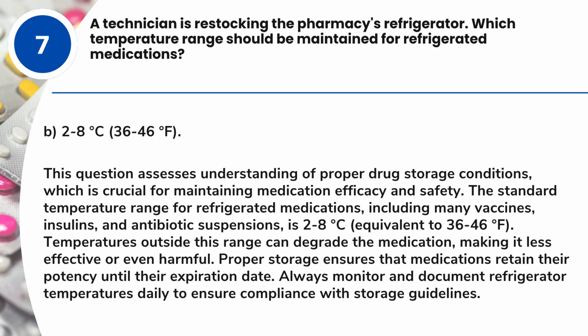Answer: B. 2 to 8 degrees Celsius, 36 to 46 degrees Fahrenheit. This question assesses understanding of proper drug storage conditions, which is crucial for maintaining medication efficacy and safety. The standard temperature range for refrigerated medications, including many vaccines, insulins, and antibiotic suspensions, is 2 to 8 degrees Celsius, equivalent to 36 to 46 degrees Fahrenheit.